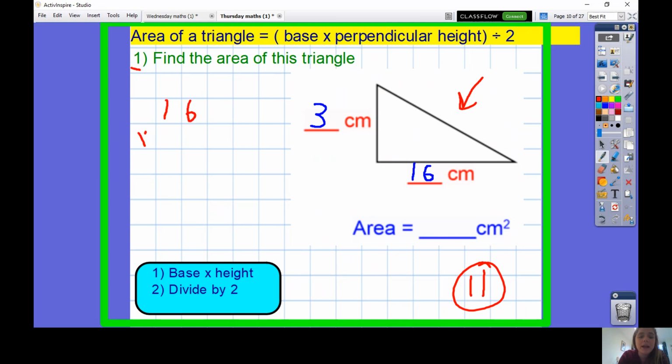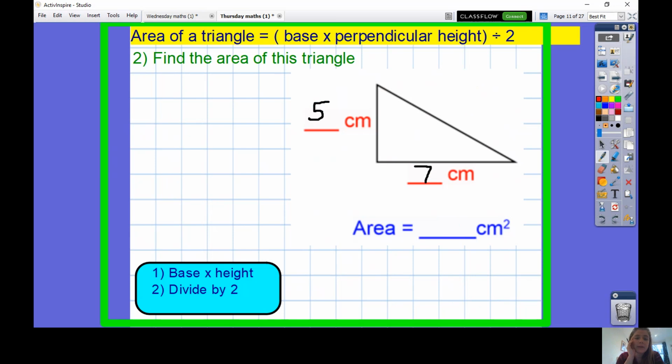So that would be base 16 times height 3. 16 times 3. 3 times 6 is 18. 3 times 1 is 3, add 1 is 4. So that's step 1. I've done the base times the height. Now I need to divide that by 2. Both of those numbers are even numbers, so I can do that mentally in my head. It will be 24. 24 centimetres squared.